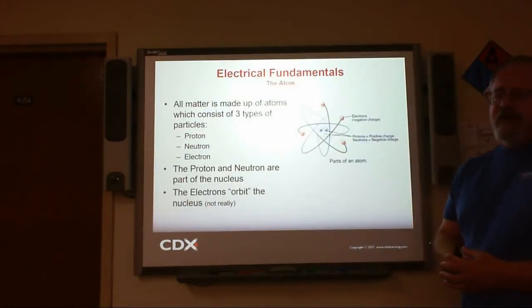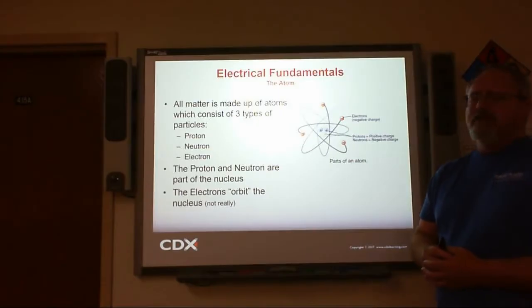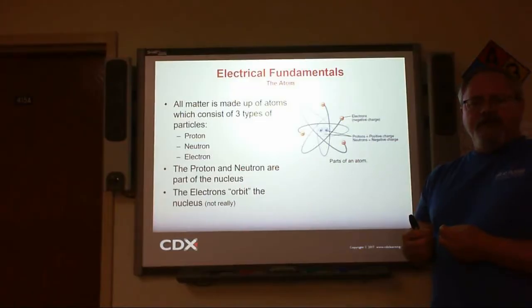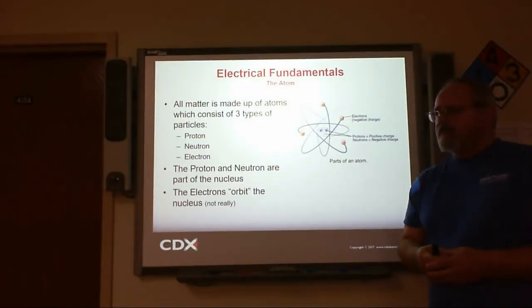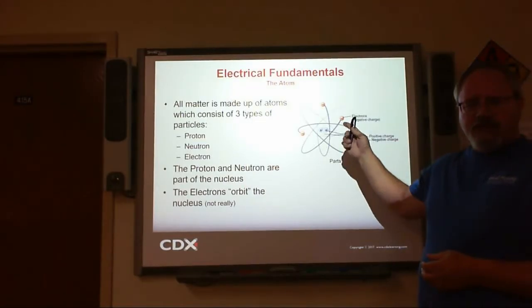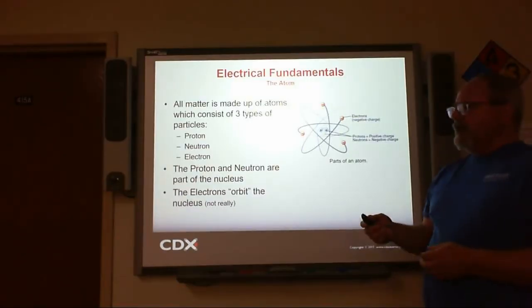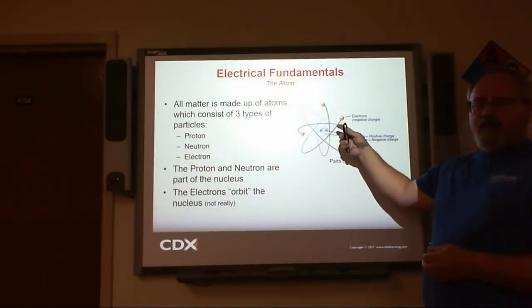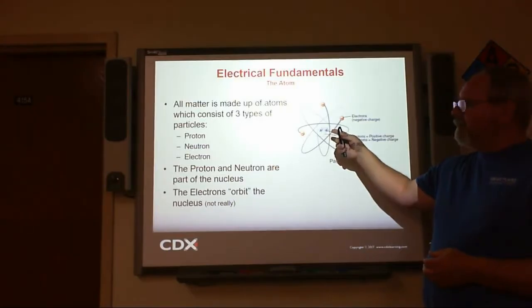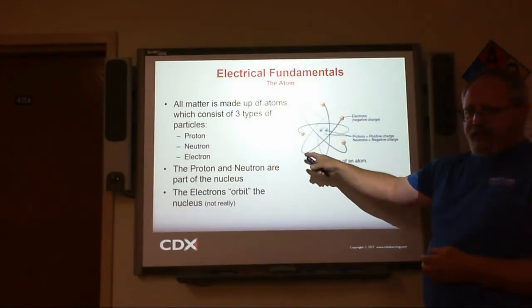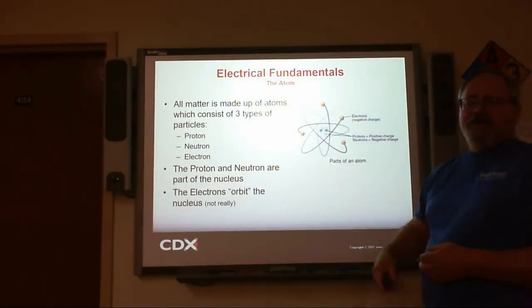Now, to understand the flow of electrons, we have to look a little closer at the atom. Now, all matter in the universe is made up of atoms. And atoms are made up of three elementary particles: the proton, the neutron, and the electron. Now, protons and neutrons reside in what we call the nucleus, at the center of the atom. And the electrons are said to orbit the nucleus in a similar manner.